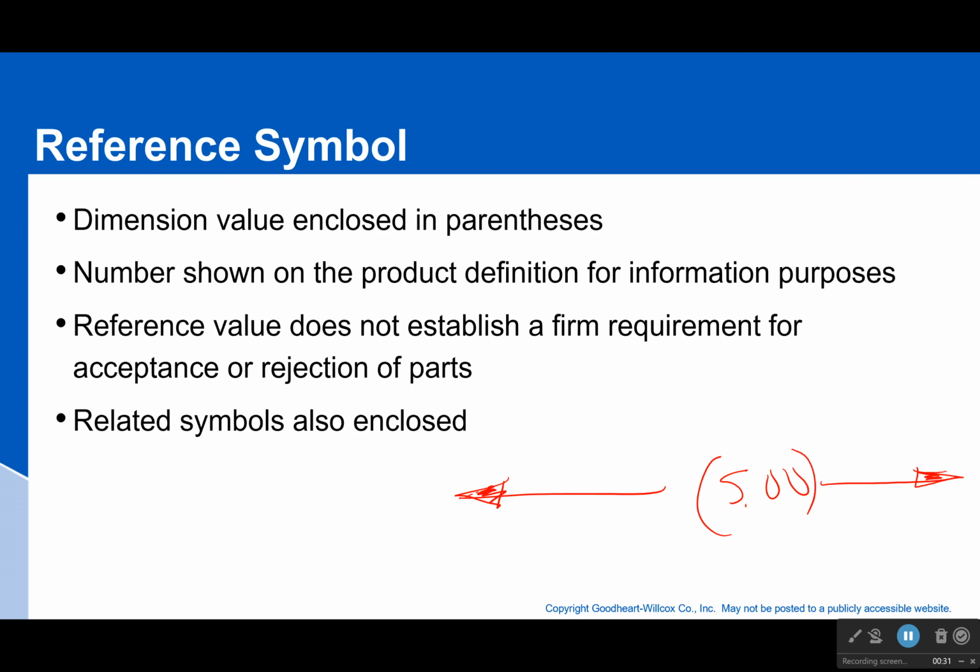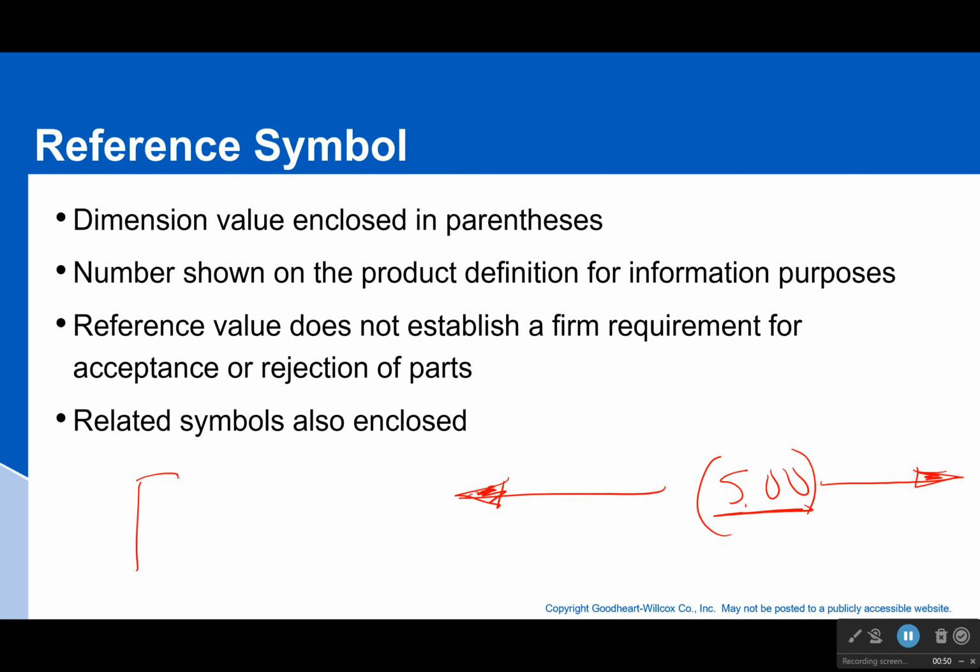It's more or less the person might be worried that you're not good at math. And so they decide, you know what, I'm going to give you a break, and I'm going to tell you what this dimension is, so you don't have to do math. Now, this doesn't control the part. It's not saying that, if this is not exactly 5, you fail. It is just helping you do math.